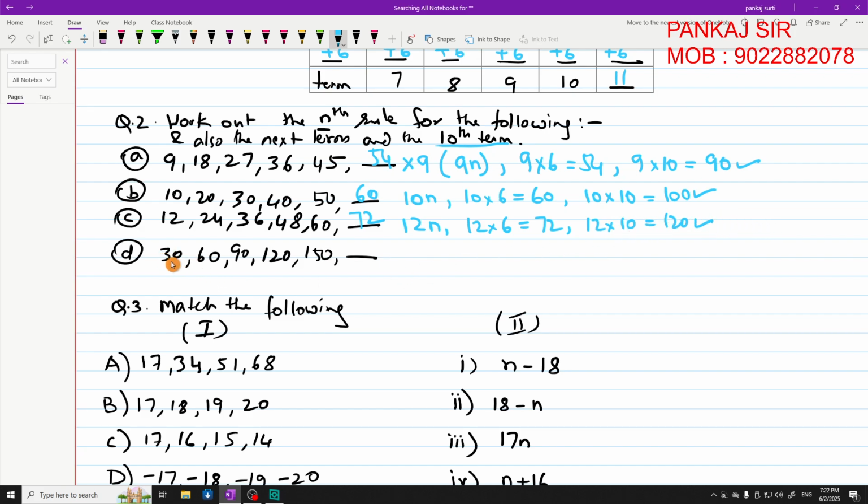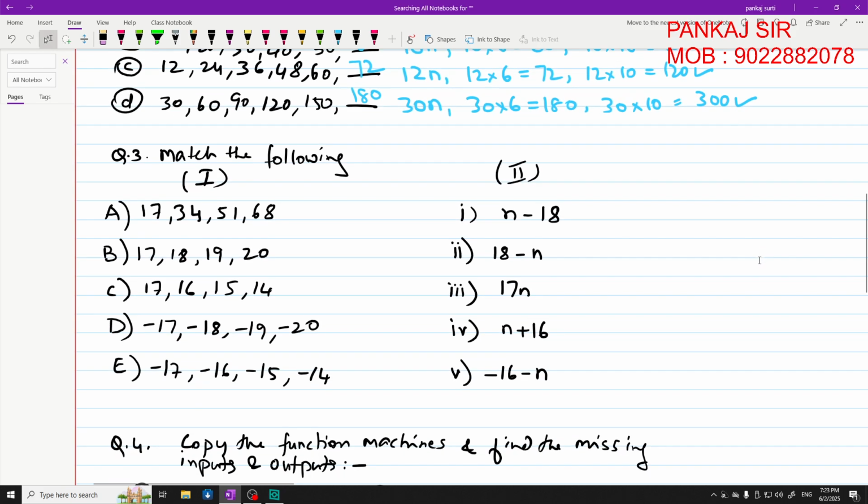Now the next one, 30, 60, 90. So this happens to be 30, 3 1s are 30, 3 2s are 60. So 30n is the nth term, right? Now this is for the sixth term. So 30 times 6 will be 180. So I'm going to write a 180 over here. And the 10th term is going to be 30 times 10, which is nothing but 300. So that was question number 2 that I worked out for you.